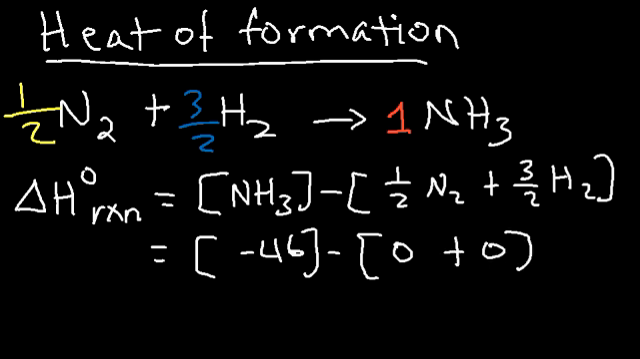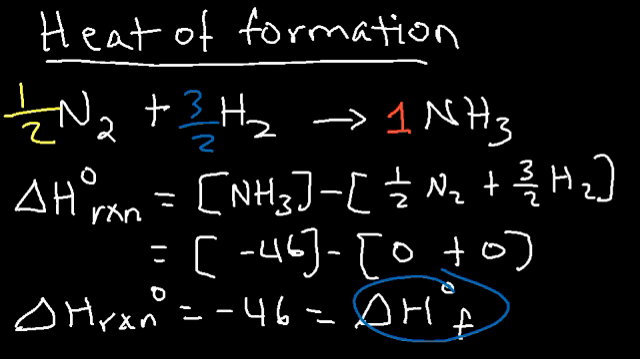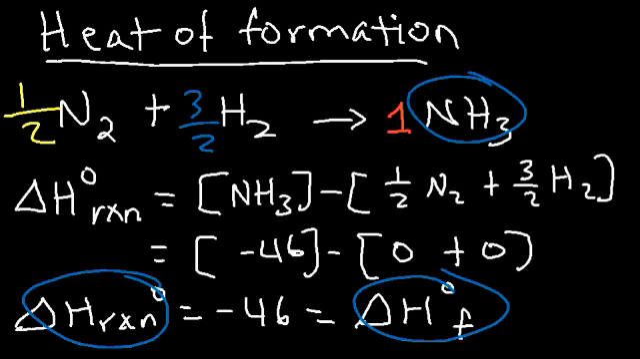So notice that the heat of reaction is equal to negative 46, which is equal to the heat of formation of NH3. So the heat of formation equals the heat of the reaction whenever you have a reaction where a compound is created from its elements in their natural states. Whenever you have such a reaction, the enthalpy change of that reaction equals the heat of formation of that compound. As you can see, we got negative 46.